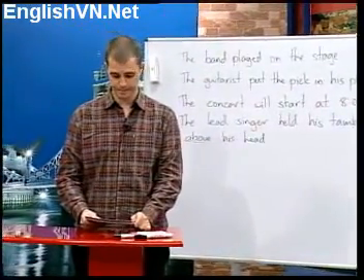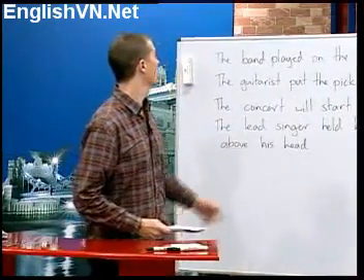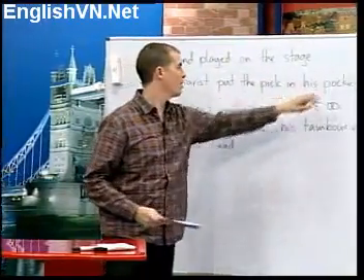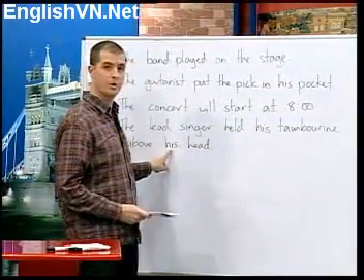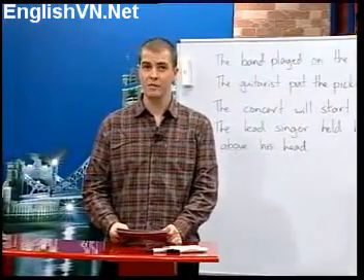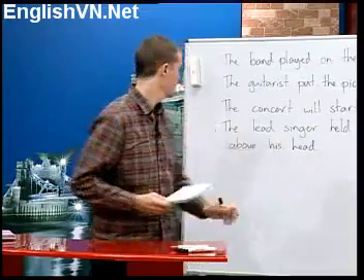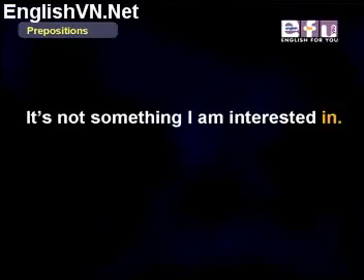A preposition is a word which is used to show the way in which other words are connected. A preposition usually comes before a noun or a pronoun. Before the stage, before pocket, before his pronoun, his head. It can also come at the end of a clause in certain structures. For example, it's not something I am interested in, with the preposition here at the end.